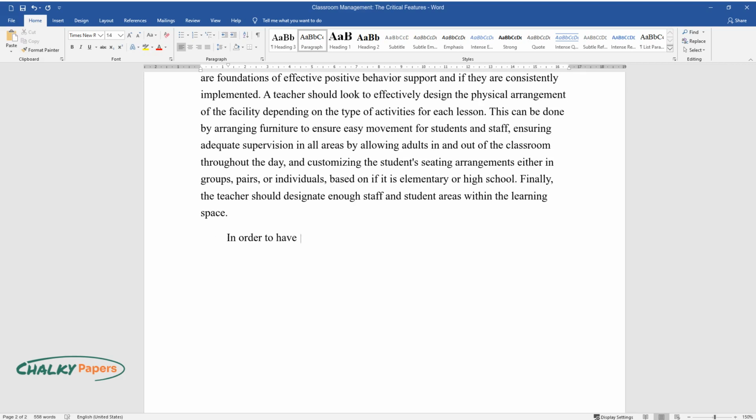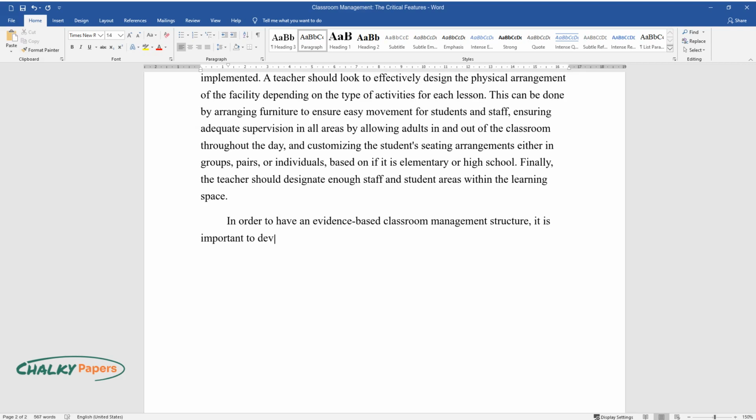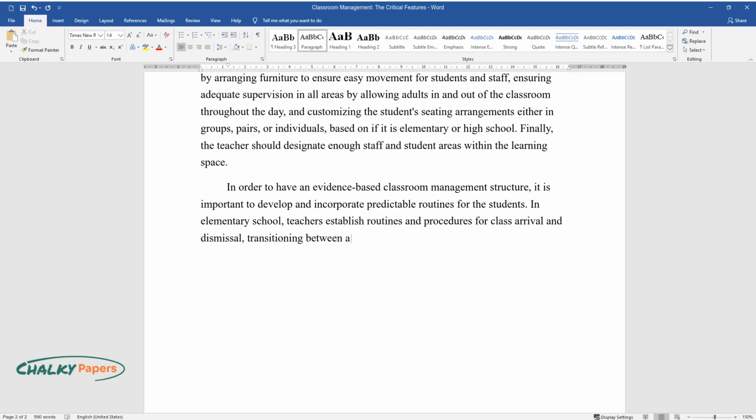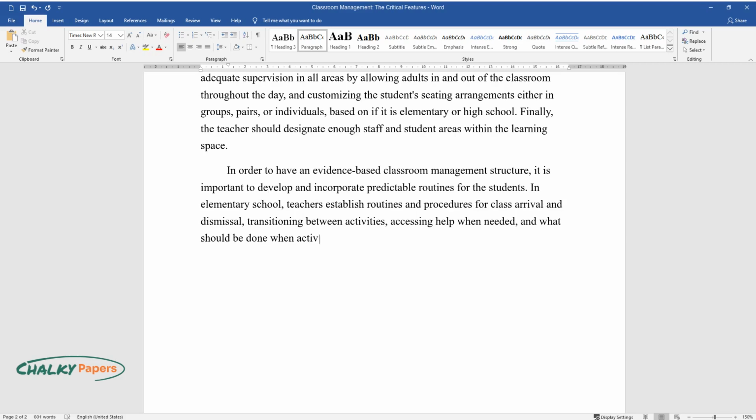In order to have an evidence-based classroom management structure, it is important to develop and incorporate predictable routines for the students. In elementary school, teachers establish routines and procedures for class arrival and dismissal, transitioning between activities, accessing help when needed, and what should be done when activities are finished.